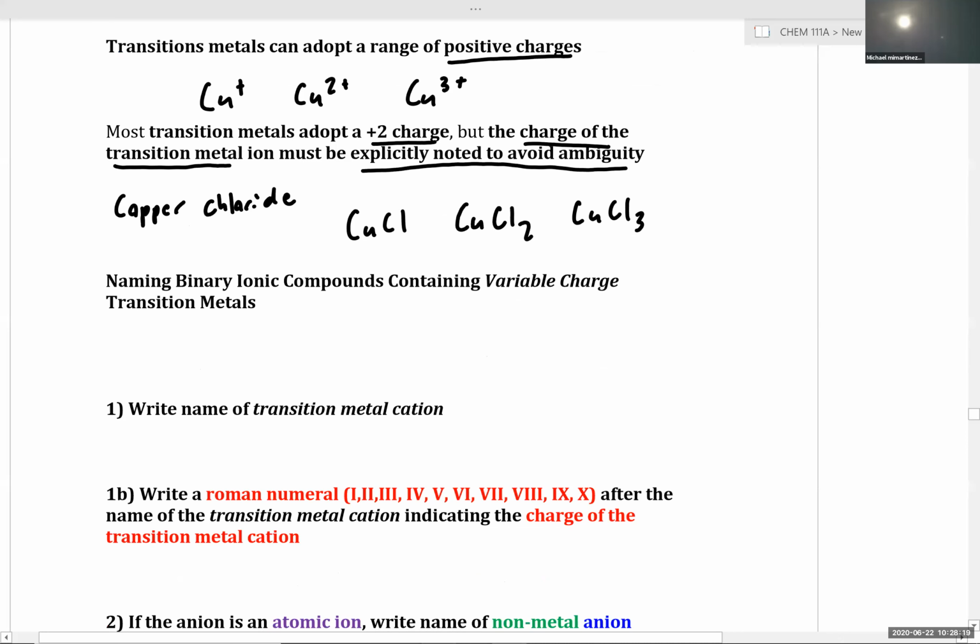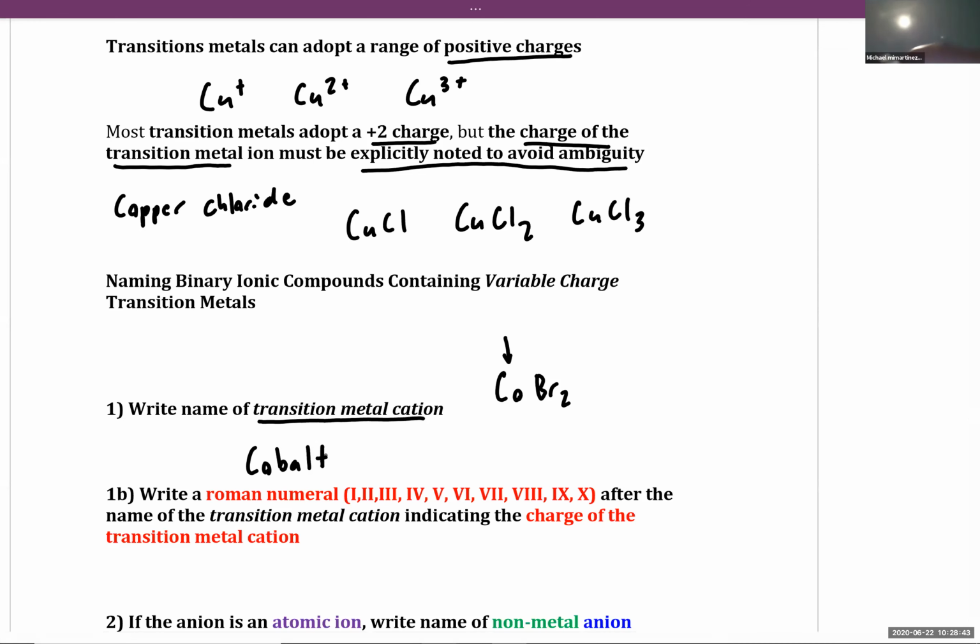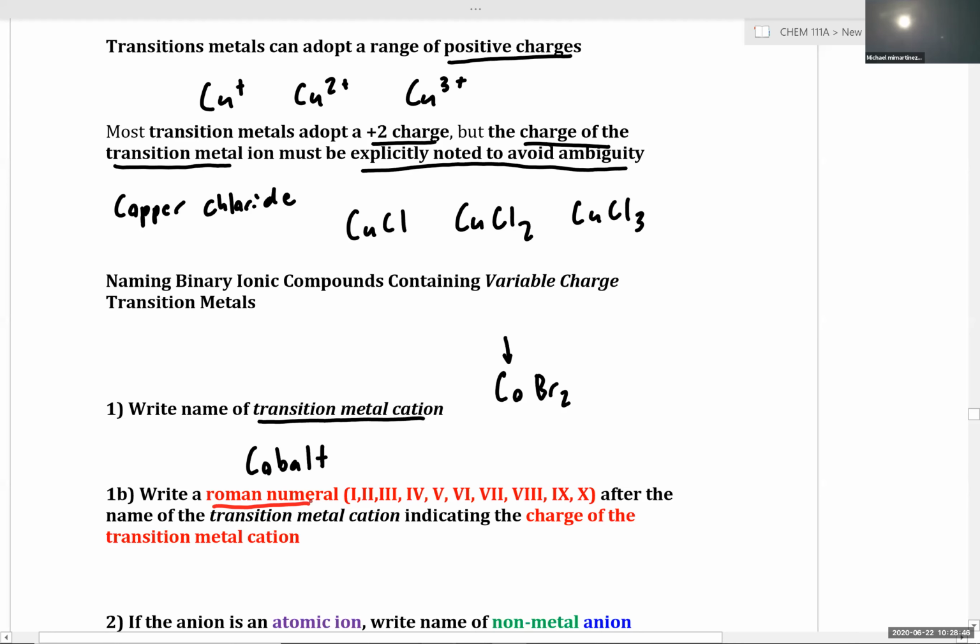First things first, we write the name of the transition metal cation. So let's suppose in this example, we're naming CoBr2. Our transition metal cation would be Co, which is cobalt. So let's write that name. Next, we have to write a Roman numeral after the name of the transition metal, indicating the charge of the transition metal cation.